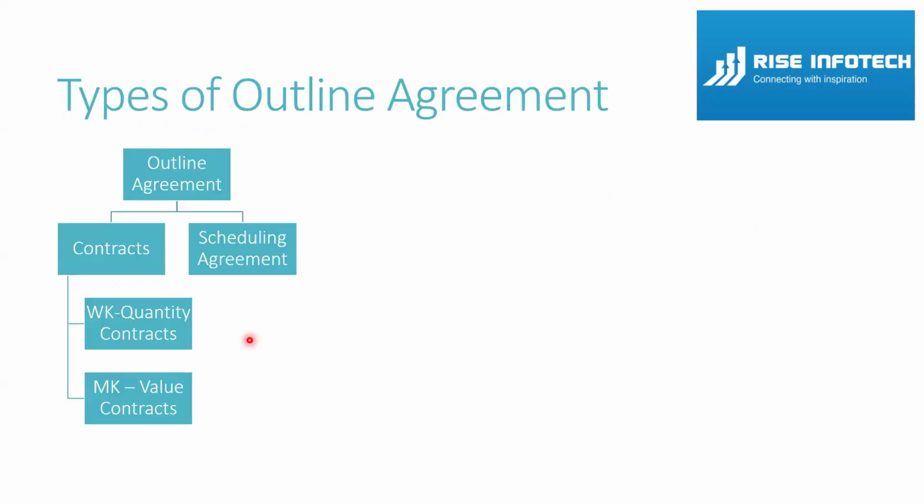Let's see the types of outline agreement. So this is what I was saying. Under outline agreement, we have contracts and we have scheduling agreement. Under contracts, we have quantity contracts and value contracts. So I'll move on to the next slide.